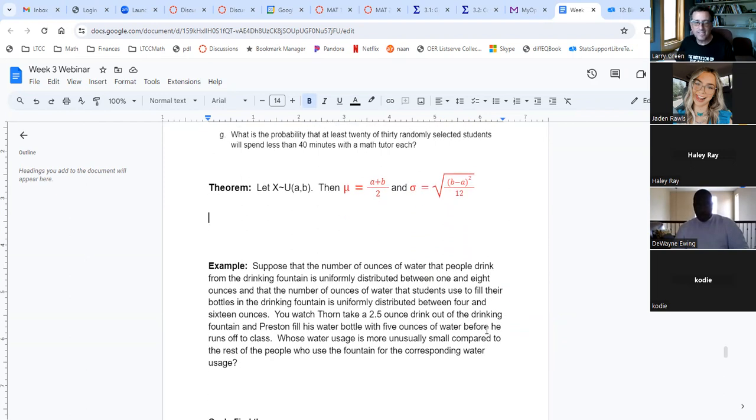Okay, so here's an example. Suppose that the number of ounces of water that people drink from a drinking fountain is uniformly distributed between 1 and 8 ounces, and that the number of ounces of water that students use to fill their bottles in the drinking fountain is uniformly distributed between 4 and 16 ounces.